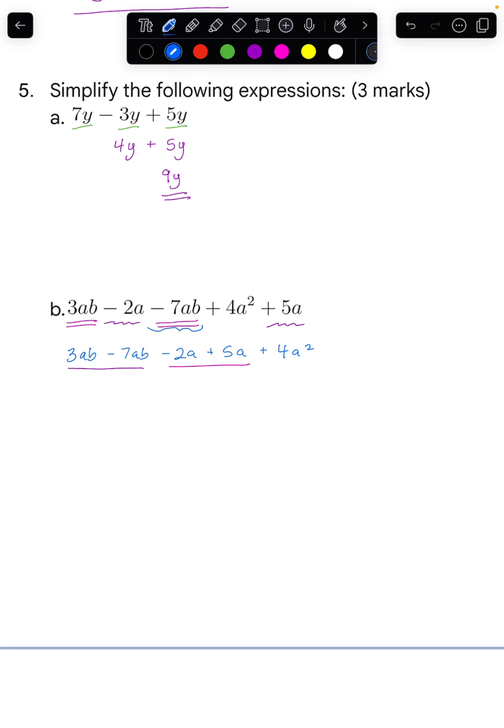So starting from the first set, 3ab minus 7ab leaves us with negative 4ab. Then negative 2a, or minus 2a, plus 5a leaves us with positive, or plus, 3a. And then we have our 4a squared still. And we're done. That's our answer: negative 4ab plus 3a plus 4a squared. Just resist the urge to do anything more here. Because we don't have any like terms, we can't simplify it any further. So you are done.